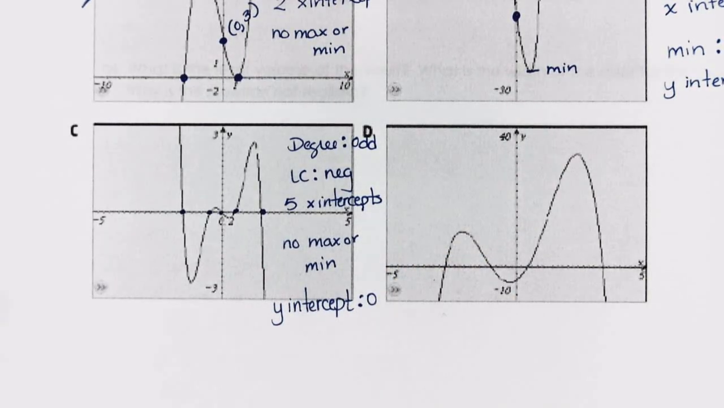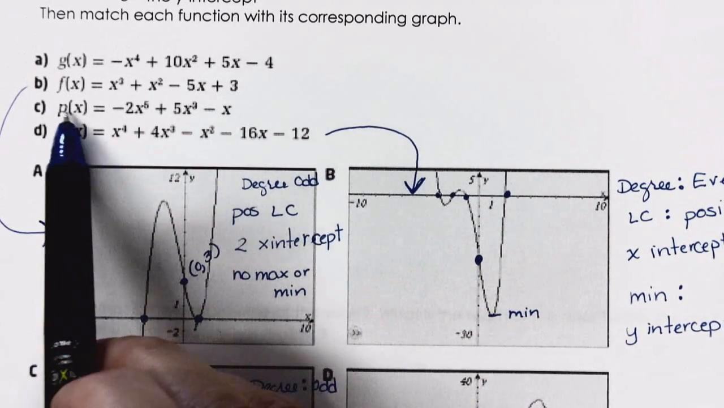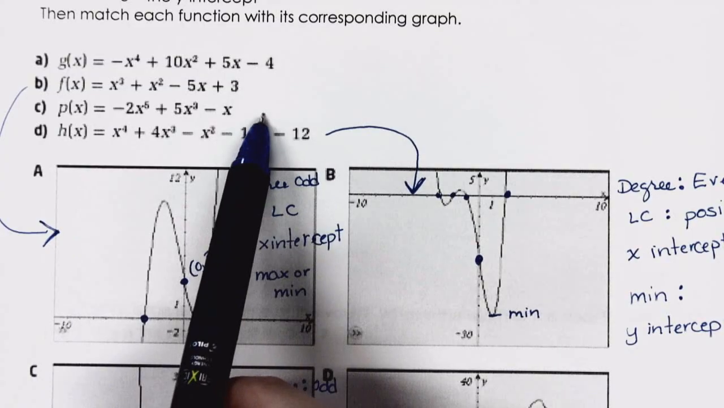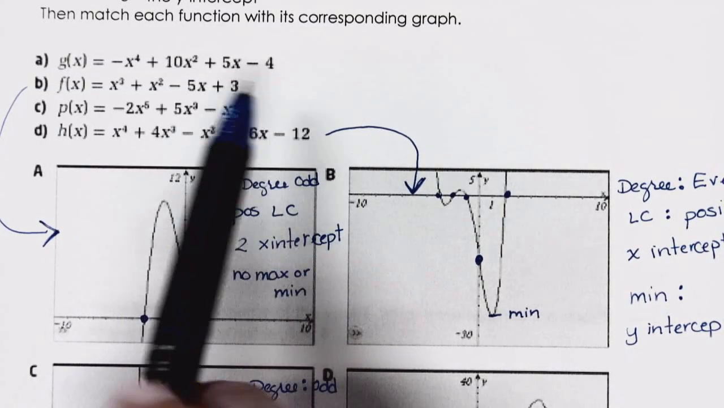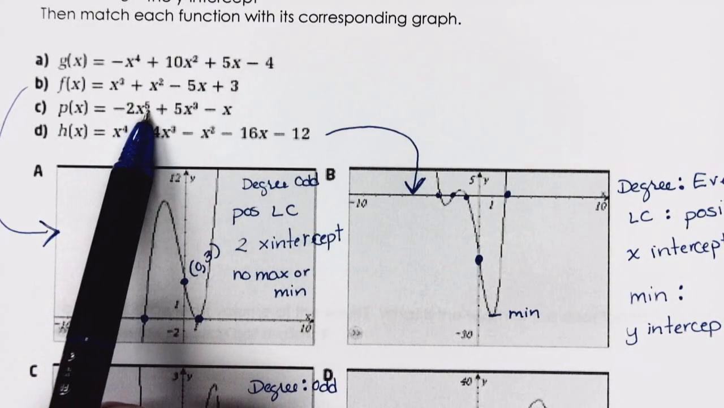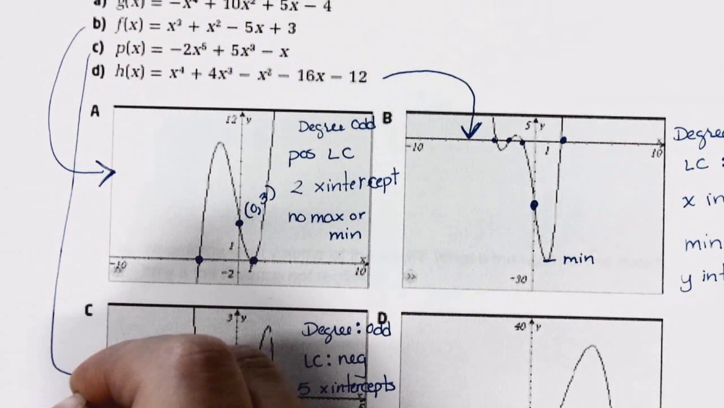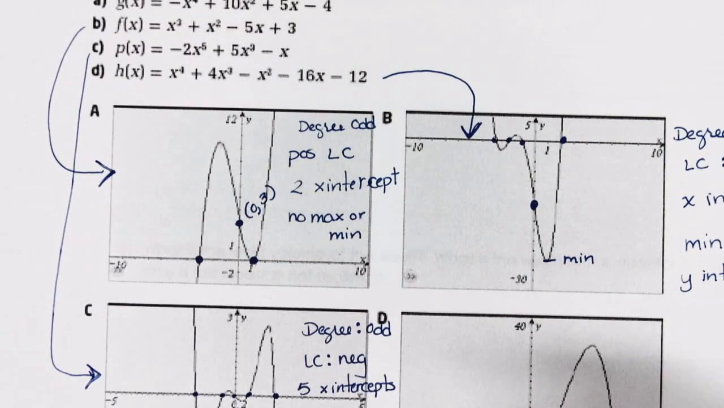At 0. So if I go back to my equations up here, p of x doesn't have a constant, so that would mean it's 0. It has a negative leading coefficient, and it has a degree of 5. So C would match.